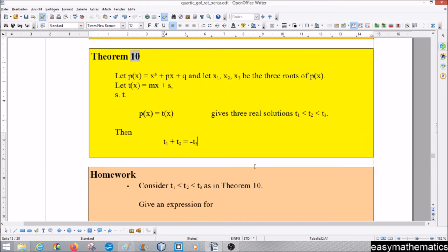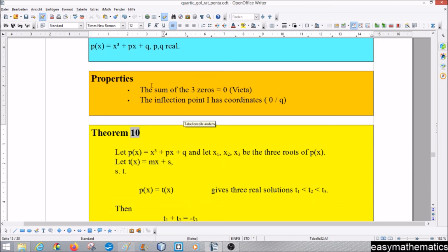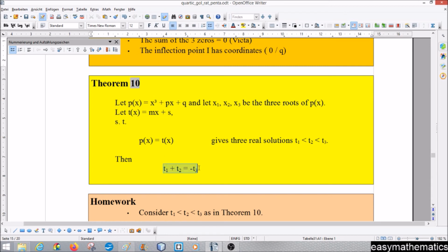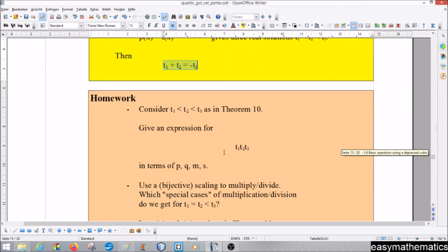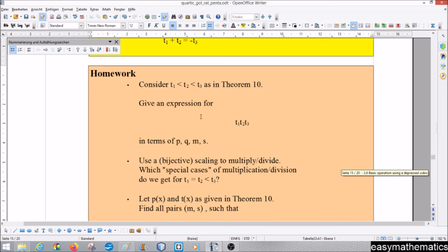I don't want to go to the details. The secret is of course this property. All you need is this property, and then you immediately get this result. As a homework for you, I have a beautiful homework. So consider t1 smaller t2 smaller t3 as in Theorem 10.